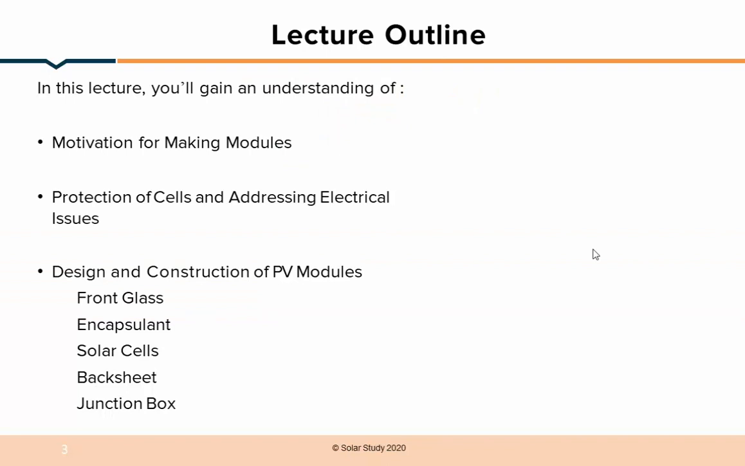We will see first the motivation for making a module, then what protection the cell needs and other electrical issues. After all this, we will go to the construction of the PV module. In PV module construction, we have to know a few things. What is the front glass of the module? What is the encapsulant used there? How many solar cells are connected together? What is the backsheet? What is the use of the backsheet for the solar cell? Then what is the junction box? All that you will learn in this lecture.